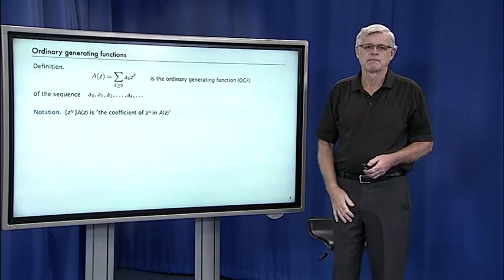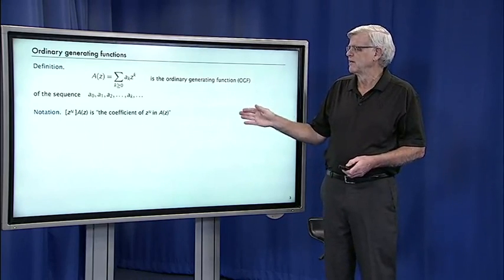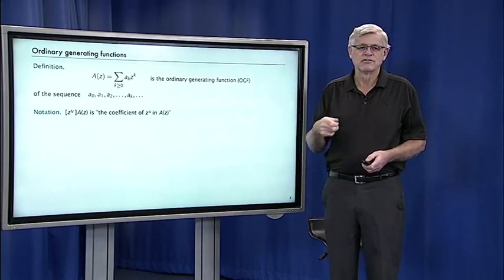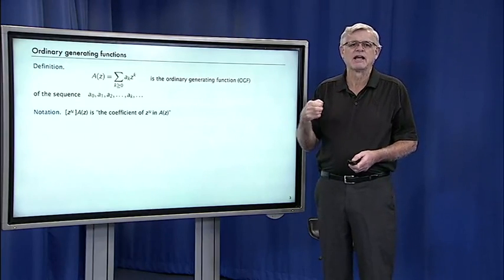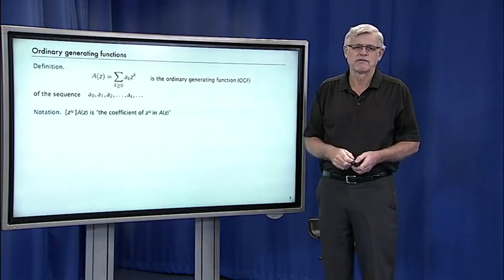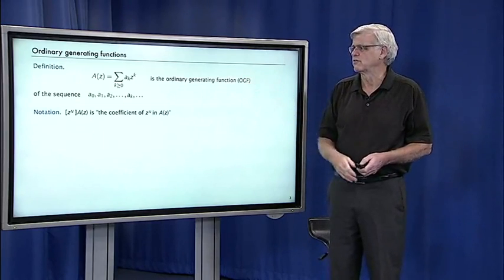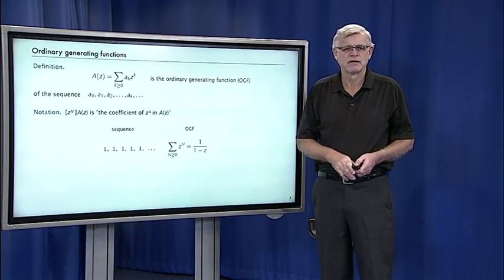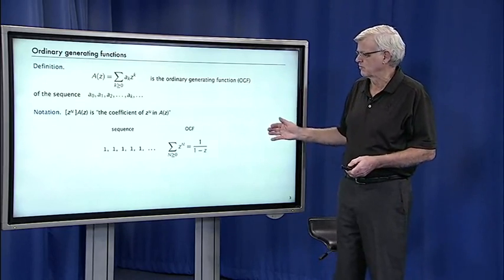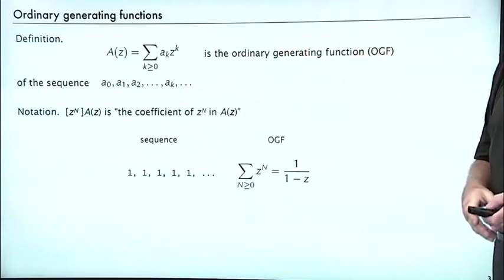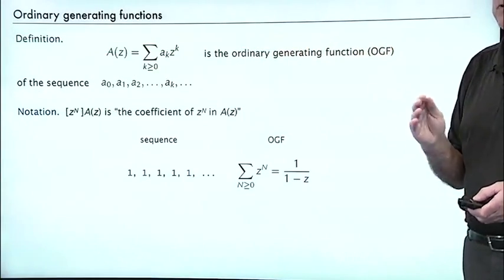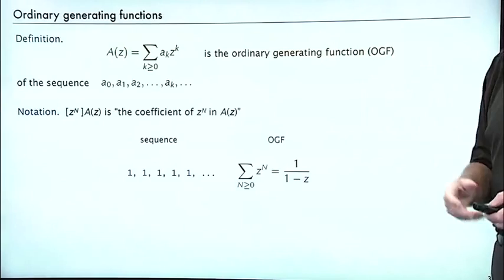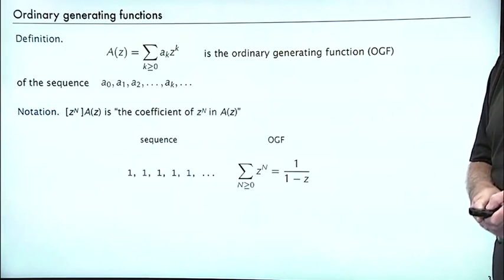summing over all k. We also use the notation that inside brackets, [z^n] A(z), is the coefficient of z to the n in A(z). And a lot of times we want to refer to what the coefficient is. And we'll see how it applies, but let's just talk formally about some examples of generating functions first. So for example, if the sequence is all ones, then the generating function for that sequence is the sum over n greater than 0 of z to the n, which is the geometric sum 1 over 1 minus z.